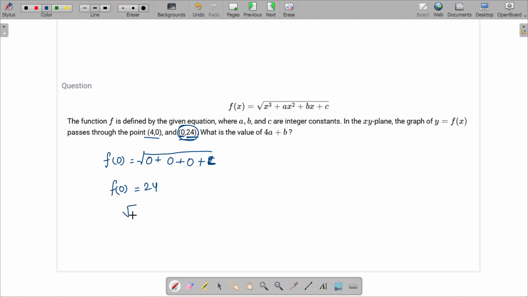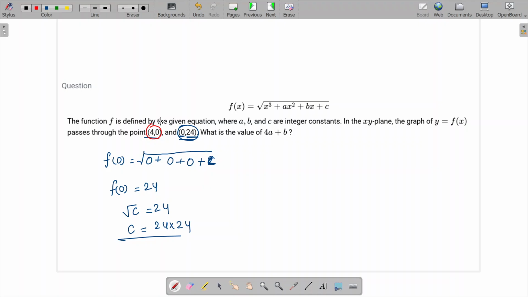So can I write root c is equal to 24? Now I'll transfer this root to the other side. It will be 24 squared. So you have to solve and tell me what is 24 times 24. Once you get that, now you have to use the next point to satisfy your equation, right? If you can do it, that would be better. Otherwise, let me help you out.